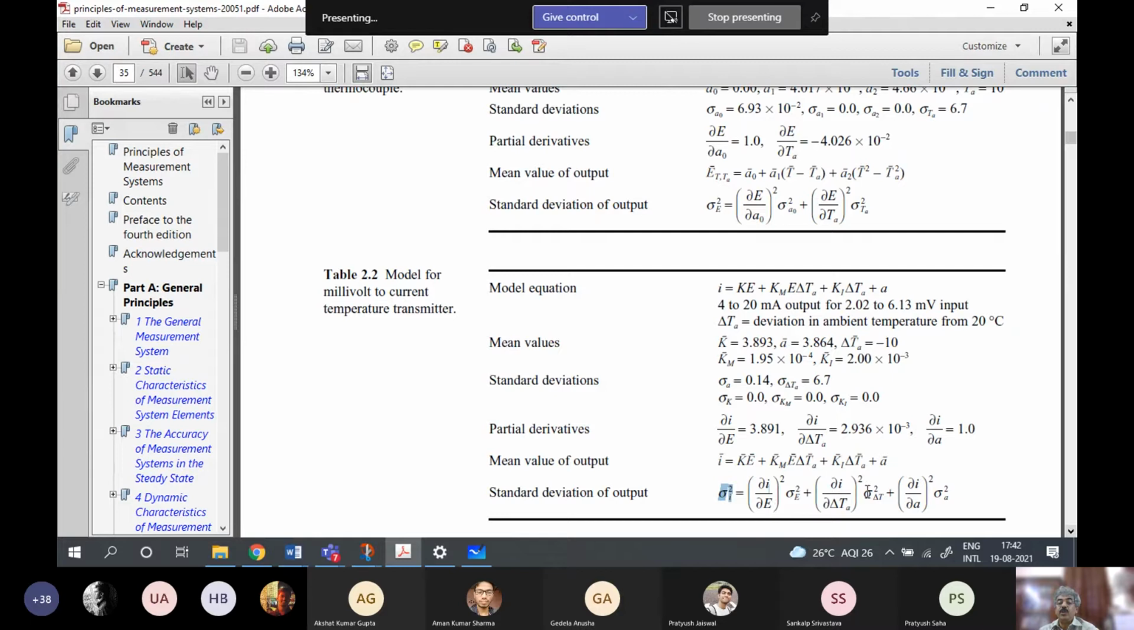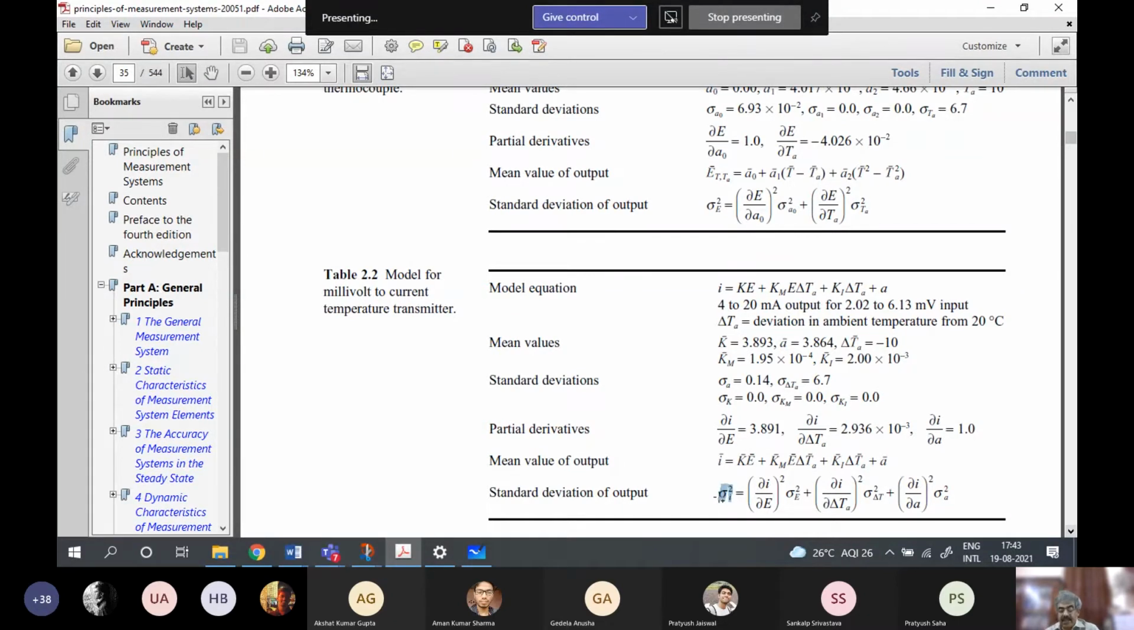You are again using these delta I by delta TA quantities, and you are using this sigma square delta TA, and these values are given. Sigma delta TA is 6.7, as given previously. So that is being used, and sigma A is 0.14, which is also given. So you can now calculate the uncertainty in the output.